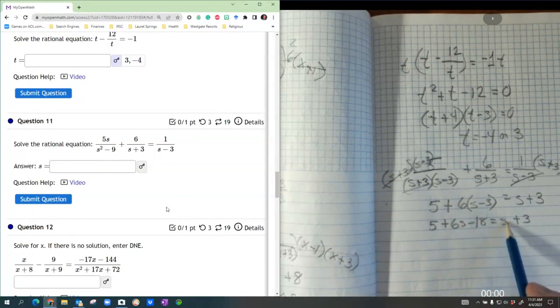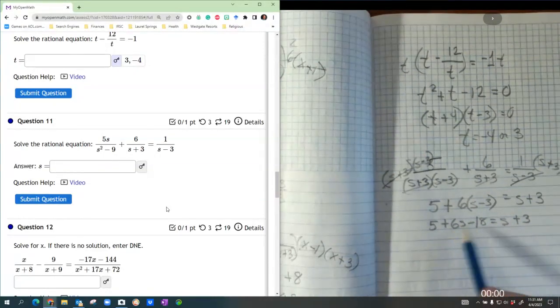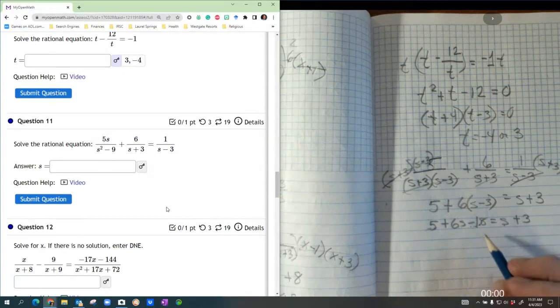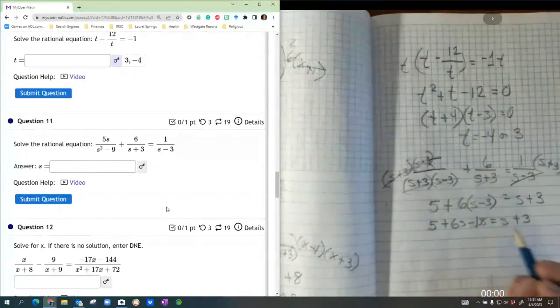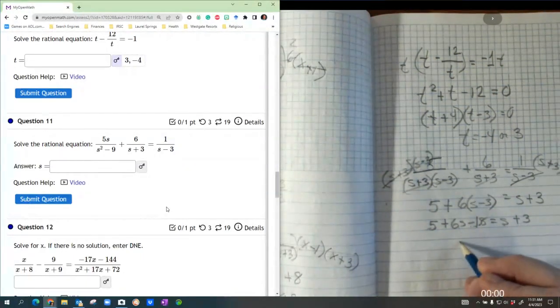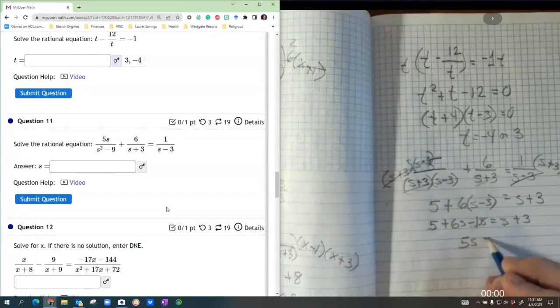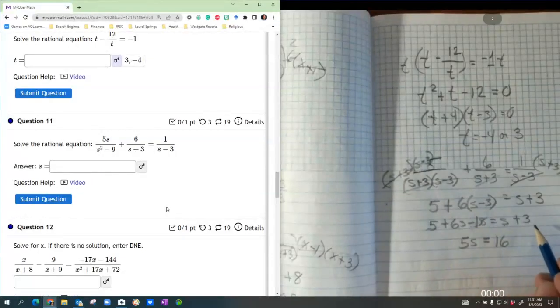I'm going to subtract an s from both sides. This is going to become negative 13. And then I'm going to add 13 to both sides. So that's going to be 5s, and the negative 13 becomes positive 16 because I'm adding 13 to both sides. Then I'm going to divide both sides by 5.